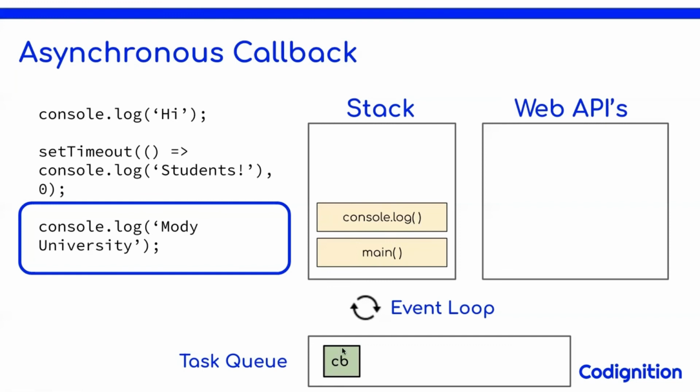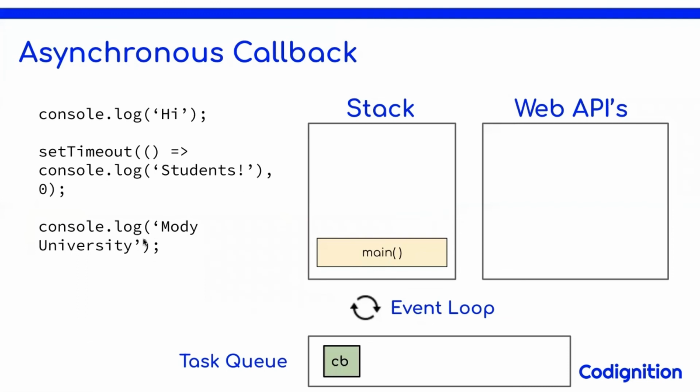Since the event loop is not able to throw the callback, the line of execution will come here, console.log. It goes here and then it prints Modi University and pops up. So until now we have seen hi and then Modi University. Then still there is a main method.